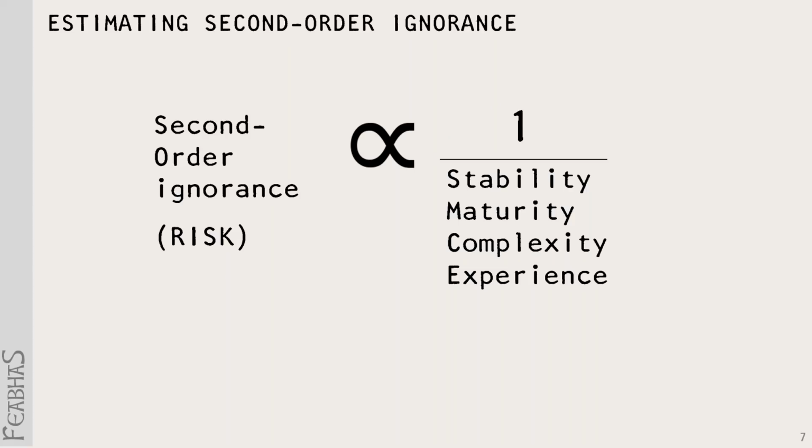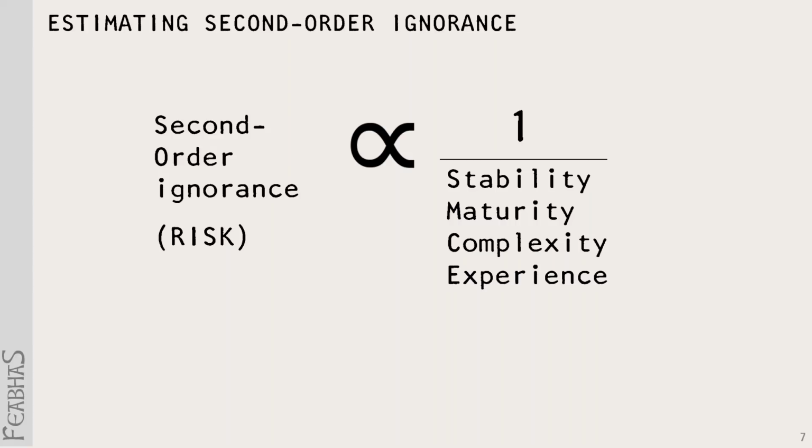Here's a framework that we use. We say that second order ignorance, or risk to a project schedule, is inversely proportional to a number of factors. They are inversely proportional to, given a problem domain, the stability of that domain. That is, how quickly it changes, its maturity, how long it's been in existence, and probably more importantly, how much information is published on that domain, how complex it is, and what our experience in that domain of knowledge is.